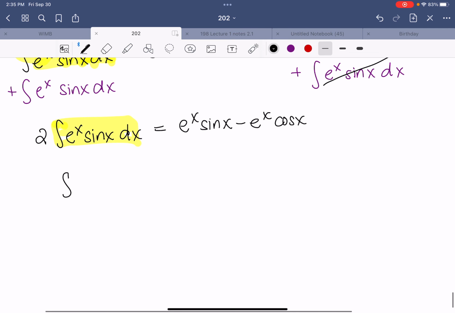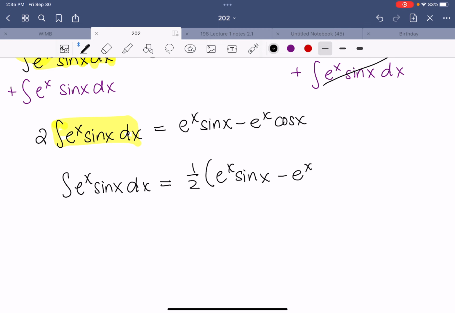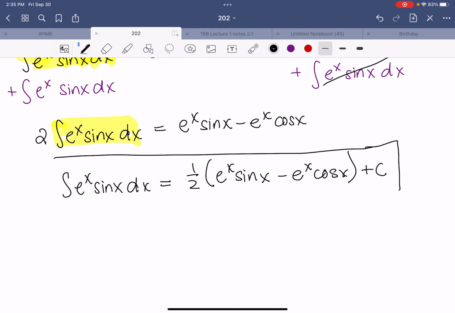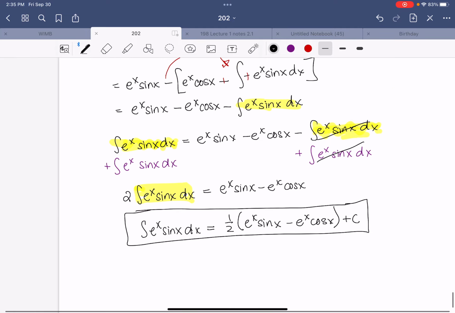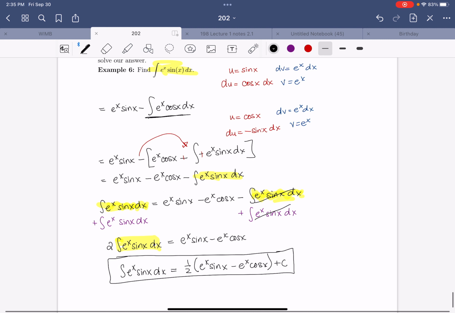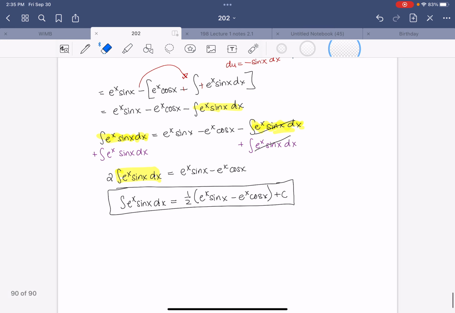If we divide by 2, the integral of e to the x sine x dx is equal to 1/2 times e to the x sine x minus e to the x cosine x. If you want to distribute that, you can. But that is my final answer, except I have to add a plus c. In this case, and it's only the case when you have an e times a sine or a cosine, we use integration by parts twice, and we get back exactly what we started with. We add that to the other side and solve for the integral. So that one's a little bit tricky.